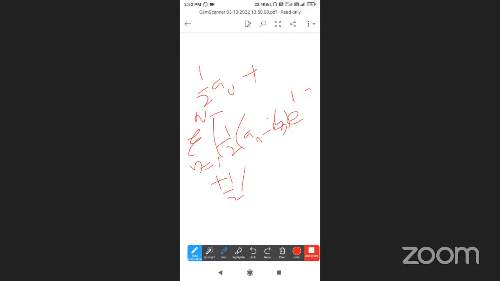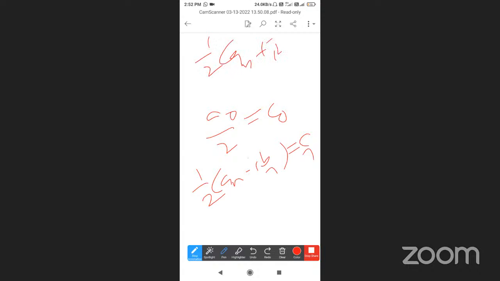Simplifying, we get 1 by 2 a naught plus summation of n is equal to 1 to infinity, 1 by 2 into an minus i bn into e power of i n pi x by L, plus 1 by 2 into an plus i bn into e power of minus i n pi x by L. Now a naught by 2 is equal to c naught, 1 by 2 an minus i bn is equal to cn, and 1 by 2 an plus i bn is equal to c suffix minus n.